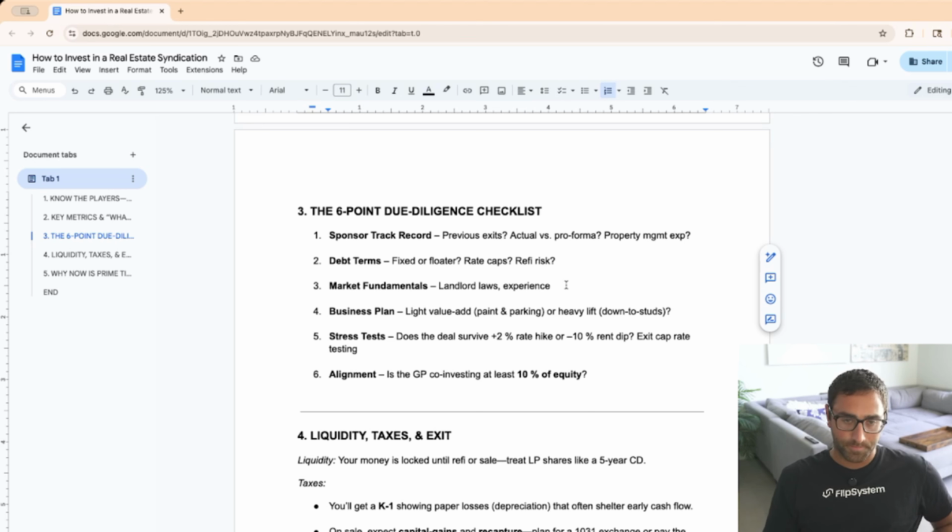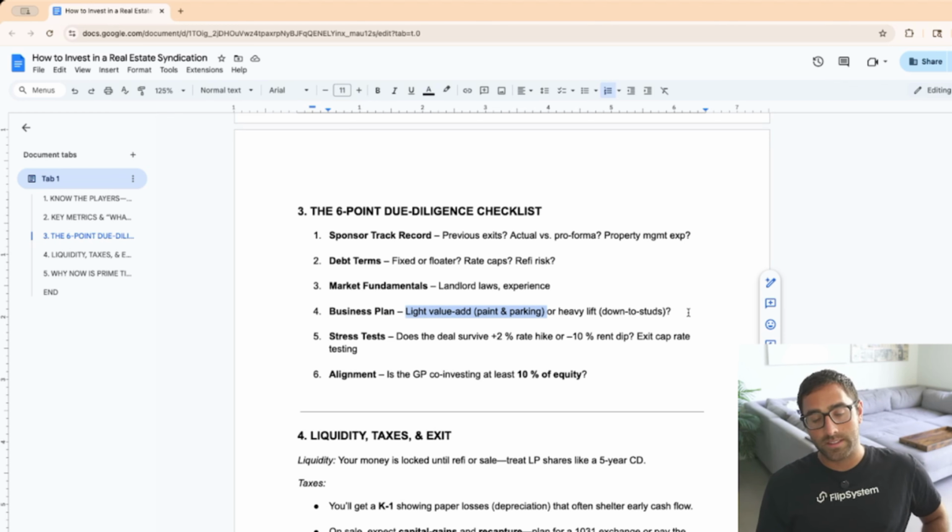Next, number 4, business plan. So you want to know what the business plan is for each property. Some of them, they might be buying them turnkey, they might be full guts, they might be a light value add. I think right now the best thing to be buying is this light value add. Heavy lift stuff is just super risky because there's just so many ups and downs in the market right now. So I think if you're investing in these deals, you want to do something with just a light value add where you can stabilize the property in the first 12 or 24 months.